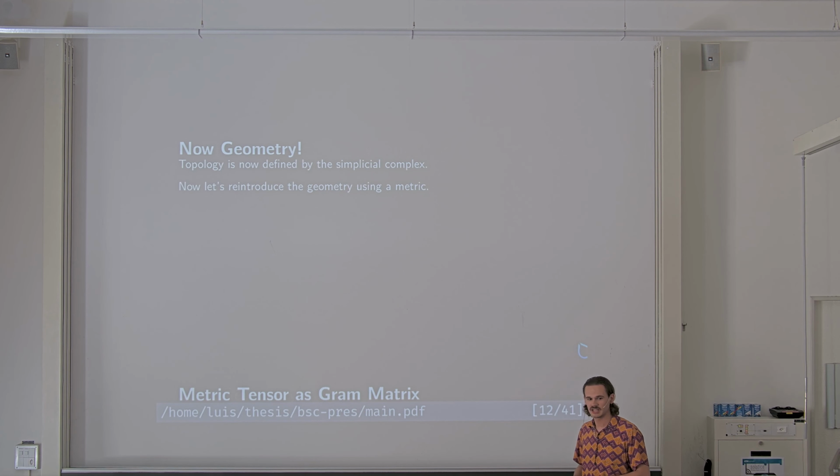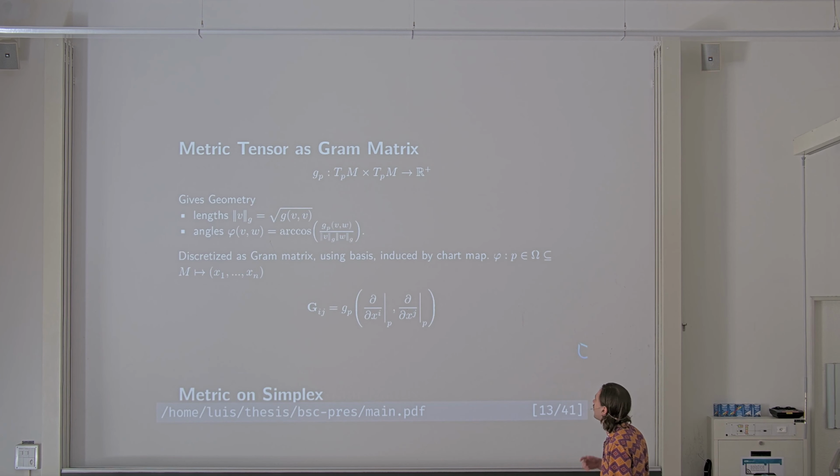So much for topology. Now we want to reintroduce the geometry by using a Riemannian metric. So this is basically just a function that varies over the manifold, where at each point we get an inner product on the tangent space, and this gives all of the geometry to our manifold. We can measure lengths, we can measure angles, and we can discretize this Riemannian metric at some particular point P by choosing a basis of the tangent space, which is usually induced by some chart map, and then just plugging this into this inner product, giving us a real number, which is the entry of this Gram matrix discretizing the inner product.